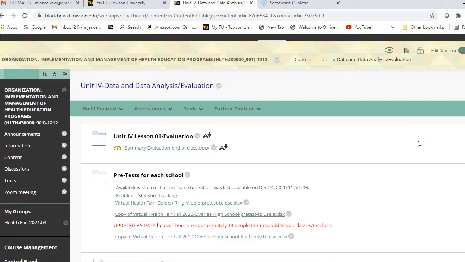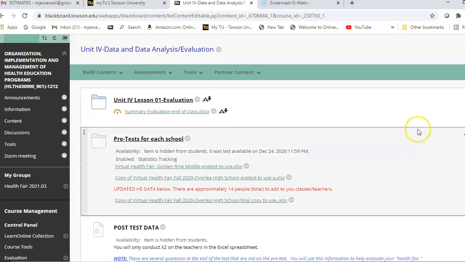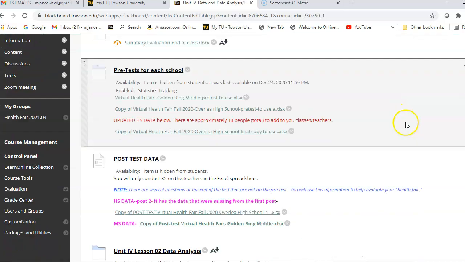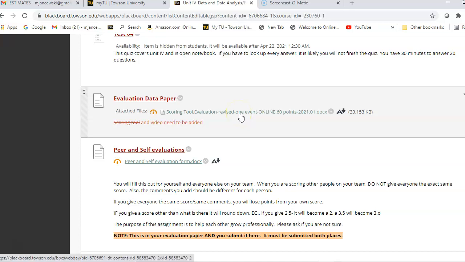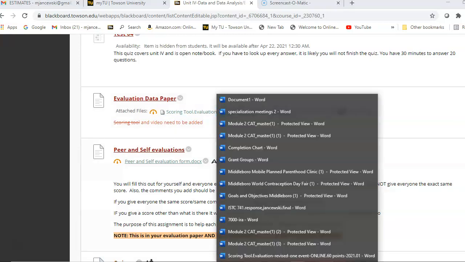I'm talking about your evaluation paper that's coming up at the end of the month, and I'm in Unit 4. The evaluation data paper is down here, and I'm going to be looking at the scoring tool with you for this semester.